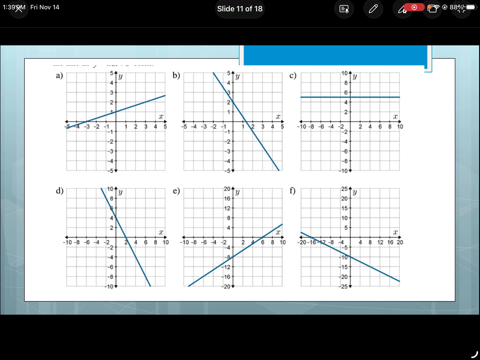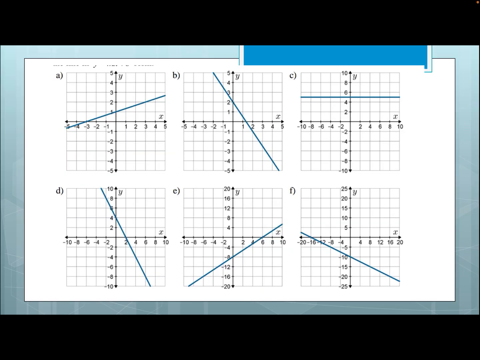Okay, so there are 6 lines here. Yep, there are 6 lines there. Find the equations of the lines, and then I'll go through it in like 10 seconds.